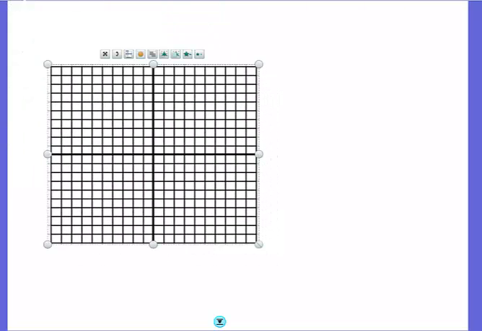All right, so we're going to go here. Our equation, let's make it y is greater than, actually, I'm going to do less than negative 2x. All right.